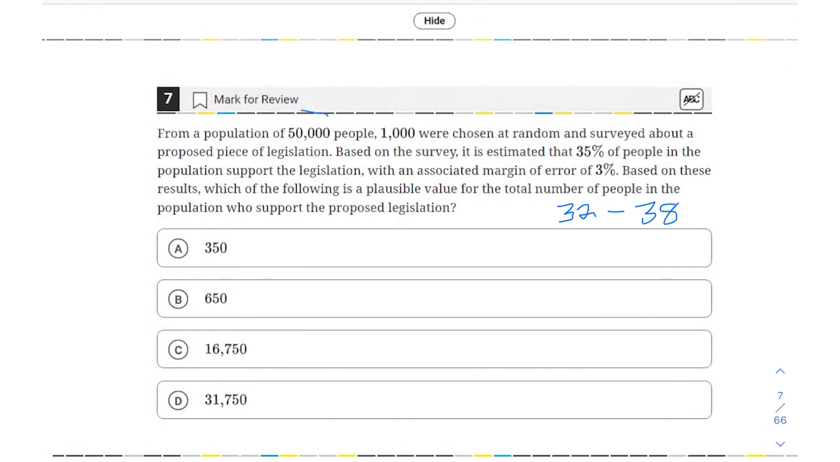So remember, from the population, we're talking about this number here, out of the 50,000 people. And we need to figure out what those percentages are out of 50,000. So if you do 50,000 times 0.32, that would be 16,000 people. And if you do the higher percentage, 50,000 times 0.38, that would give you 19,000 people. So basically, anywhere within that range for number of people would be a plausible value. And that matches with what we see here in answer choice C.